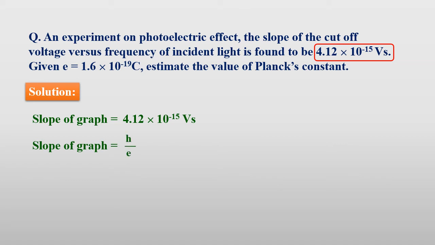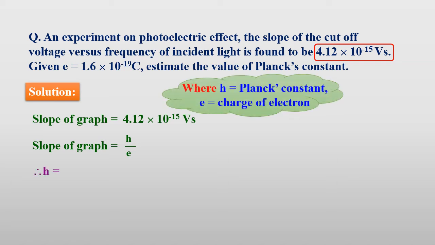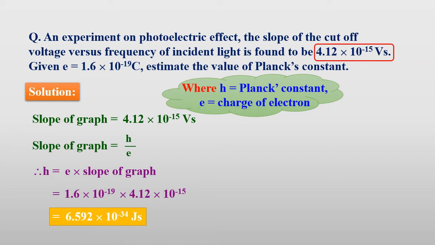So the slope of the graph can be found by using the ratio of Planck's constant to the charge of the electron, h by e. h is equal to e into slope. The e value is 1.6 into 10 to the power of minus 19 and the slope value is 4.12 into 10 to the power minus 15. By solving, we get the answer for h as 6.592 into 10 to the power of minus 34 joule second.